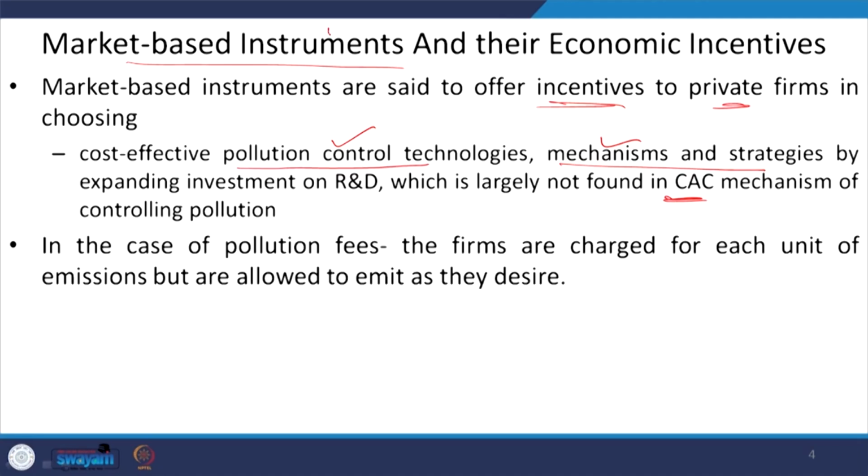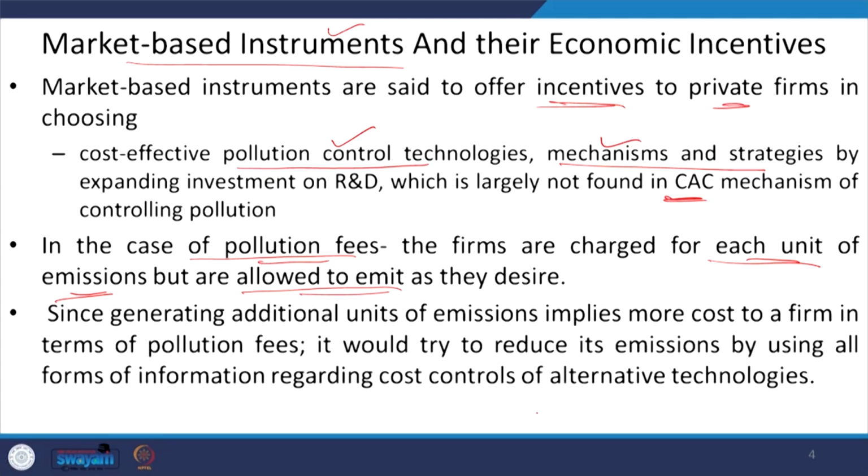In these market based instruments, now we will be taking a case, the first instrument, that is the pollution fees, which is known as the pollution tax. In pollution fees or pollution tax, the polluting agencies or firms are charged per unit of pollution. So, they are taxed for each unit of pollution they are producing, and obviously they are allowed to pollute. So, on one hand they are allowed to emit and pollute, and on the other hand the firms are charged for each unit of pollution they are producing.